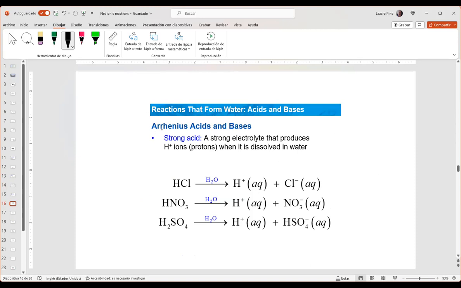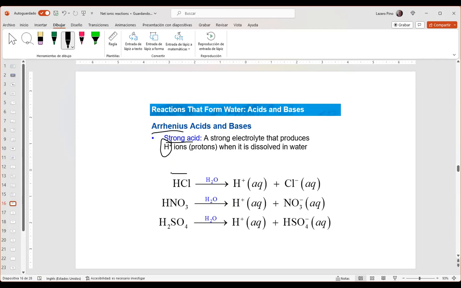And here we have a new concept, acids and bases. What is an acid and what is a base according to Arrhenius? A strong acid is a strong electrolyte that produces the hydrogen ion, also known as hydronium.